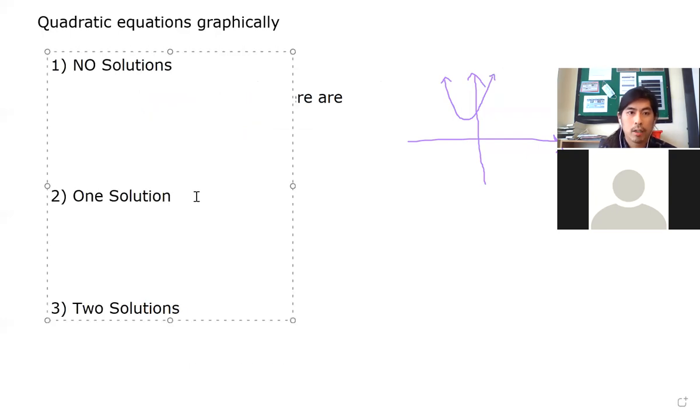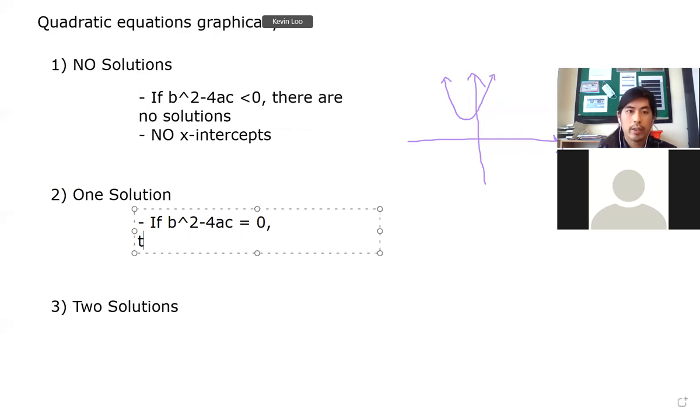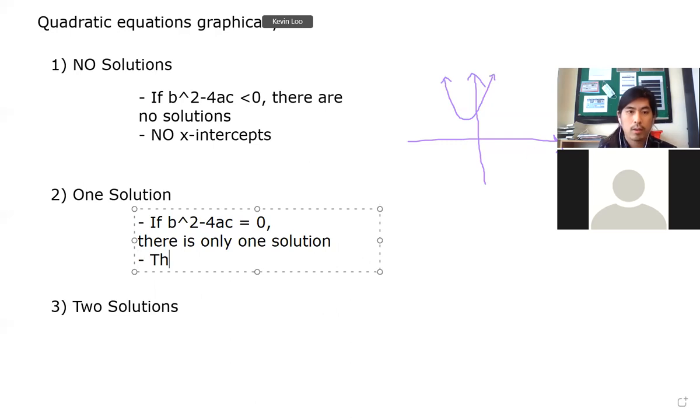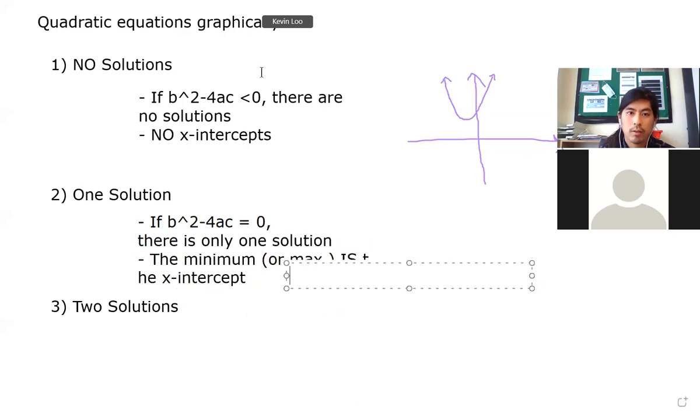The next case, and this is interesting. If the discriminant is 0 exactly, there is only one solution. The minimum or maximum is the x-intercept.